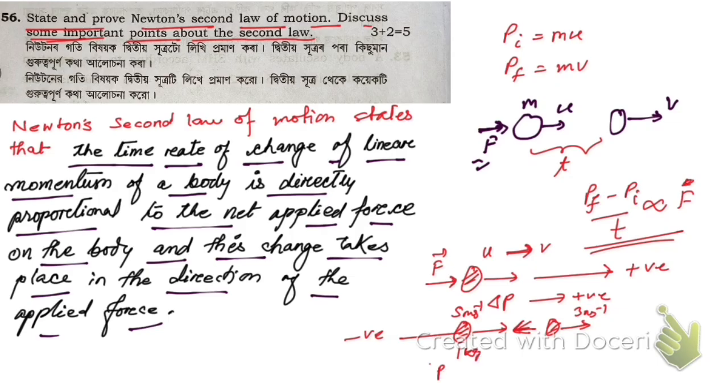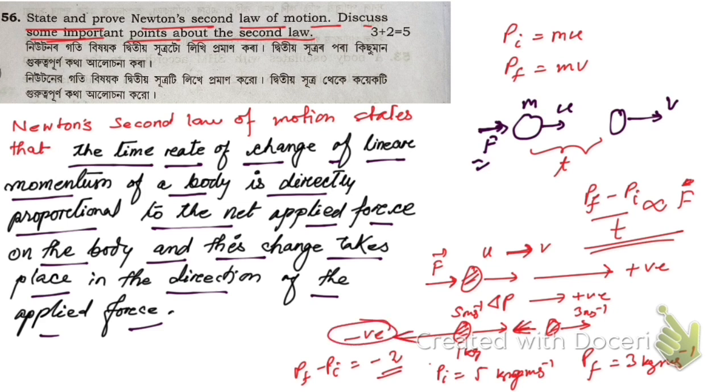the initial momentum, Pi, is 1 into 5, that is 5 kg meter per second, and final momentum is 3 into 1, that is 3 kg meter per second, right? So now if you find Pf minus Pi, here you're going to have minus 2, right? So it is taking place in the negative direction, right? So hope you have understood this.